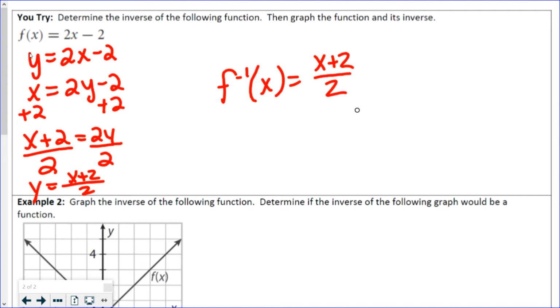If when you get to this point you have y's over on this side, you've gone wrong somewhere. So that's a good way to know, at least if you're in the right ballpark.